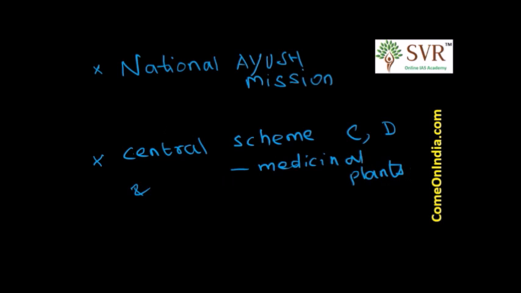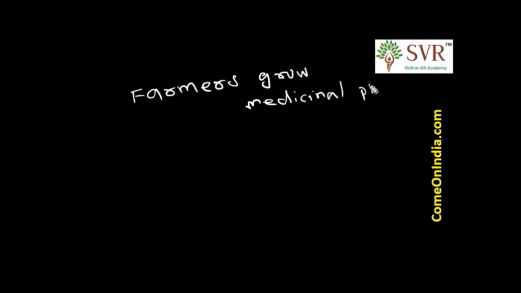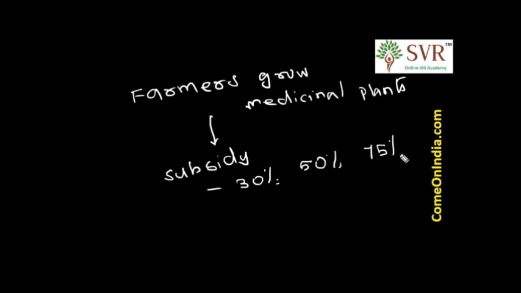Under the National Ayush Mission scheme, the Government of India is promoting large-scale cultivation of medicinal plants on the farmers' land. How to protect the medicinal plants? Grow the medicinal plants on the farmers' land and provide subsidy to the farmers to grow them. In this regard, the Government of India provides financial assistance as a subsidy, like 30%, 50% and 75% of the cost of cultivation to farmers to cultivate the medicinal plants. So these are the important steps taken by the Government of India to conserve the endangered medicinal plants.